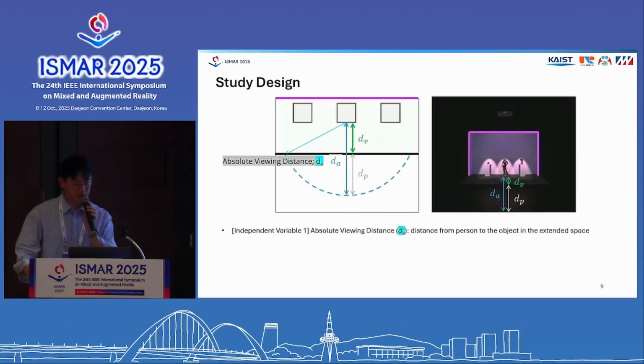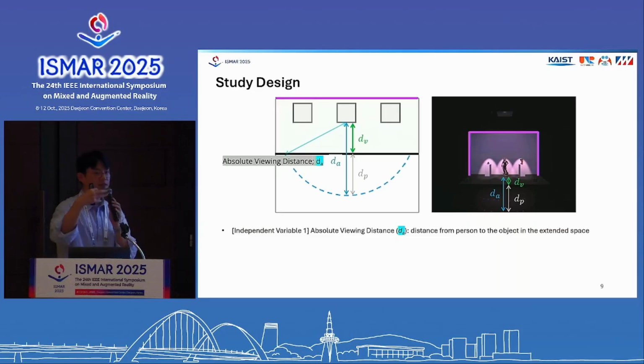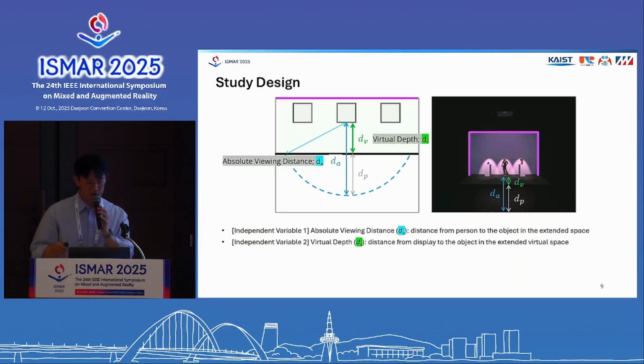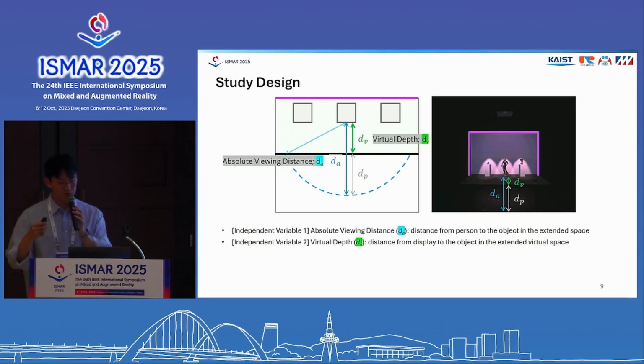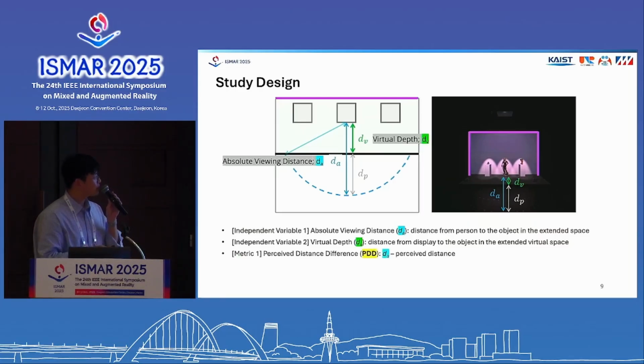For the study design, there are two independent variables. The first is the absolute viewing distance, which means the distance from the person to the object in the extended space through the wall display. The second independent variable is virtual depth, the distance from the display to the object in the extended virtual space. So this is the virtual depth. And we use three metrics.